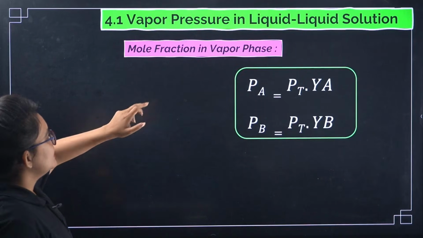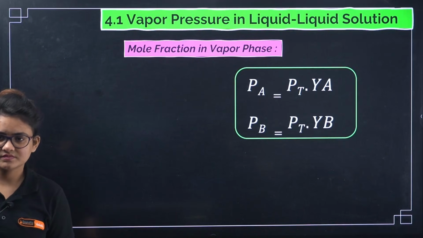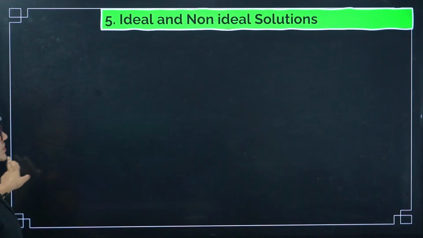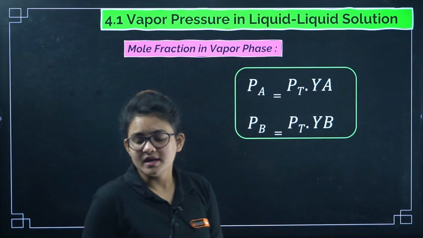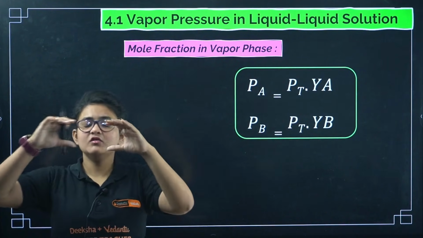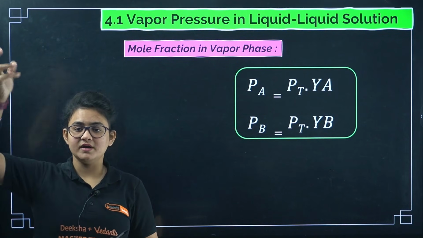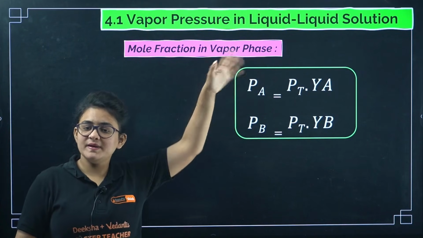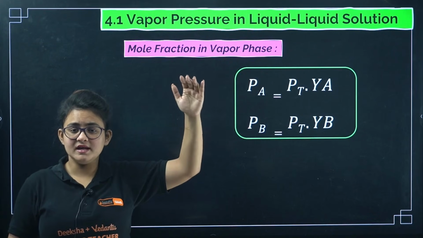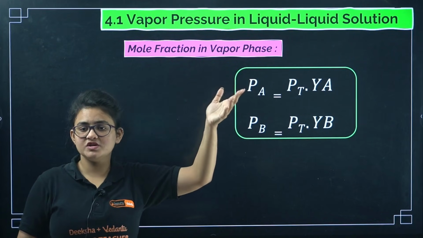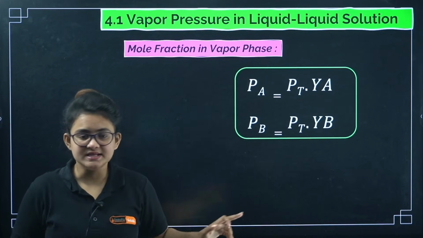Here you can see vapor phase composition. It is also very important. Vapor phase composition means YA and YB, that is, in that particular vapor, what is the composition of A and B. So the composition of A will be the pressure of A divided by the total pressure, PA by PT, and YB, the vapor phase composition of B, will equal PB by PT.